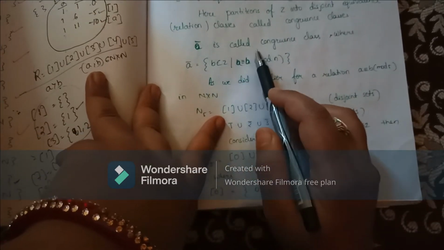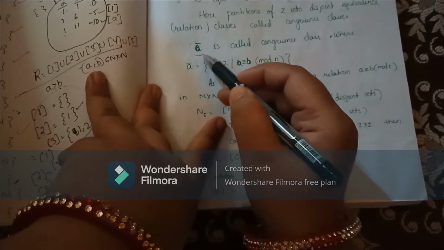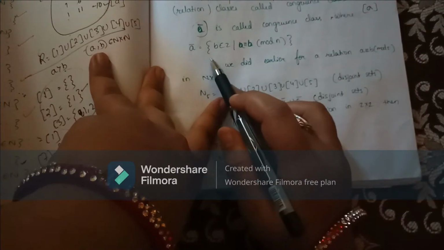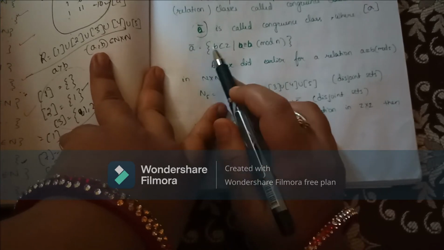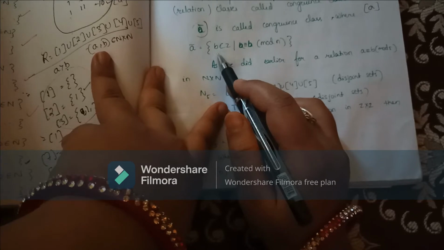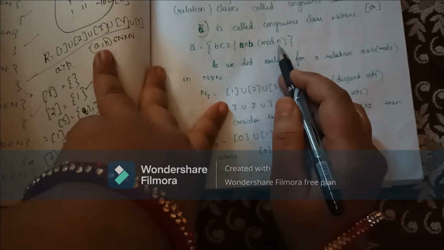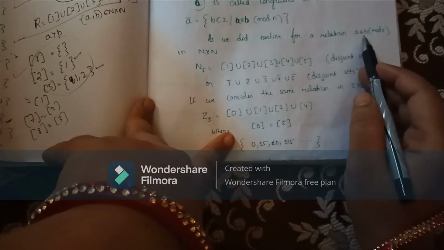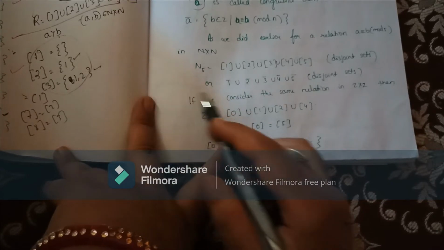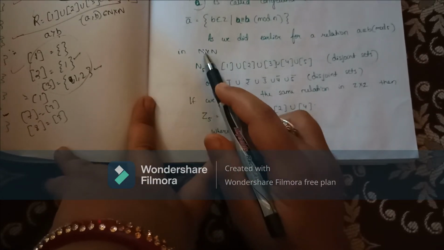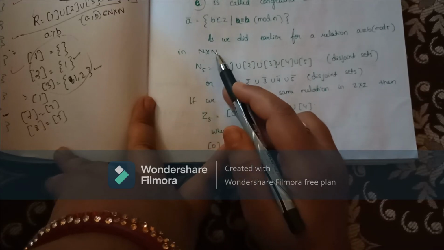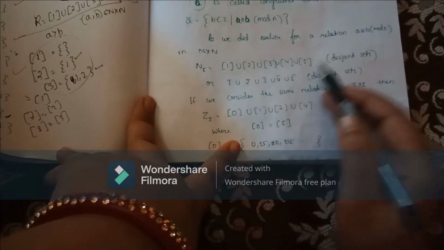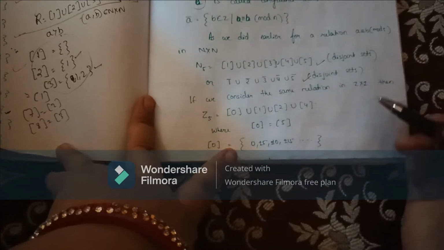Now the class of a is called a congruence class. Okay, we can call this the class of a. You know that the equivalence class of a is equal to the set of all the integers b such that the difference is divisible by n. Okay, as we did earlier for the relation a is related to b mod 5. This example I just gave you. In n cross n, that means the first element a is from n and the second element b is from n. Okay, n5 is equal to, I just explained this one, we can write like this or like this. These are the disjoint sets.